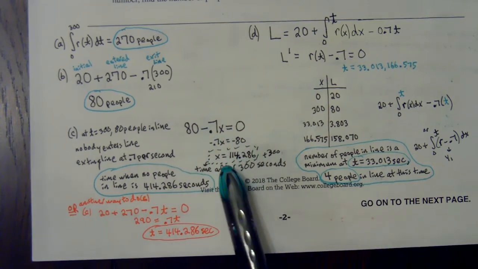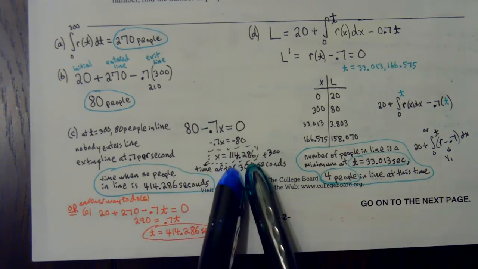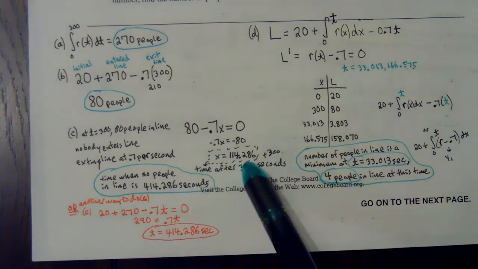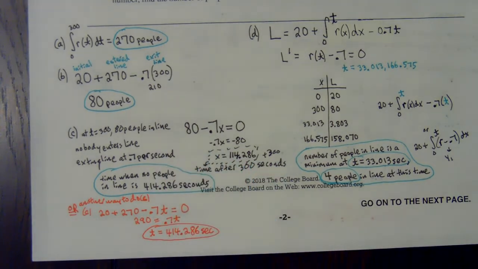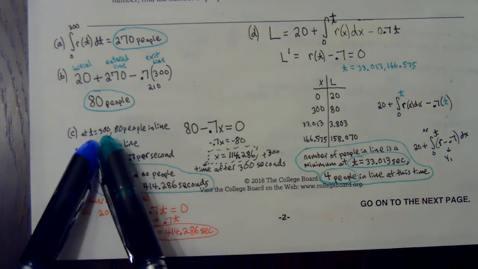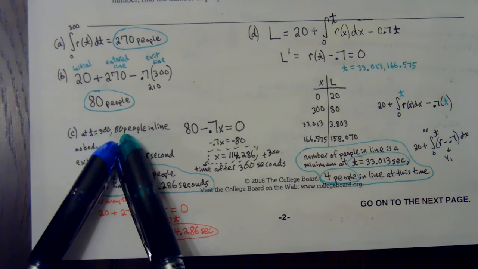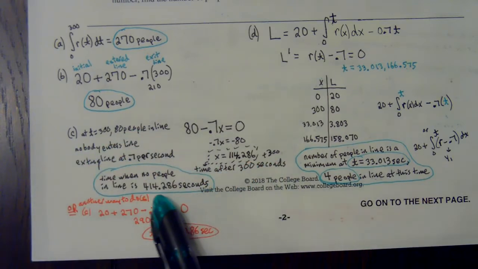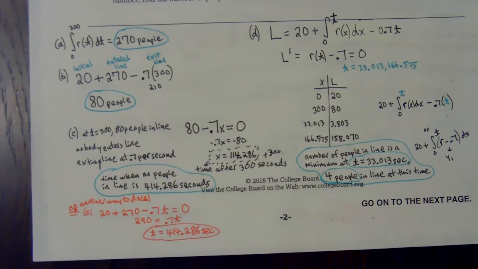Now, when I solve that equation, I got X equals 114.286, but see, that X in that scenario was the number of seconds after 300, because we already had 300 seconds pass and we got the 80 people. So if you do the 300 seconds plus the 114, that gives you the total of 414.286 seconds right there.